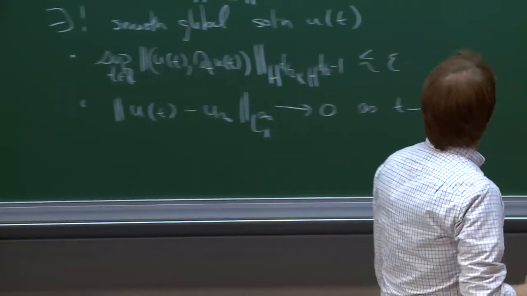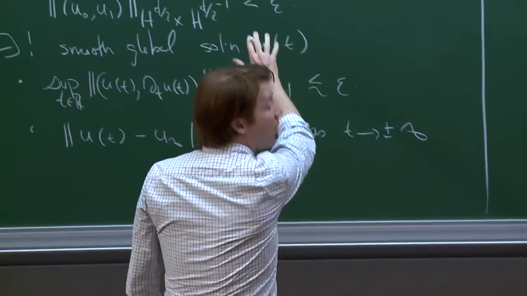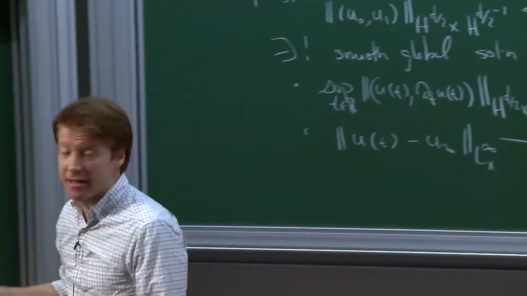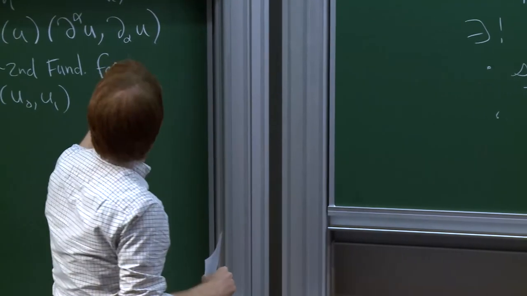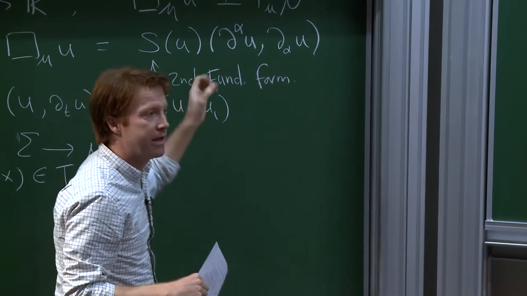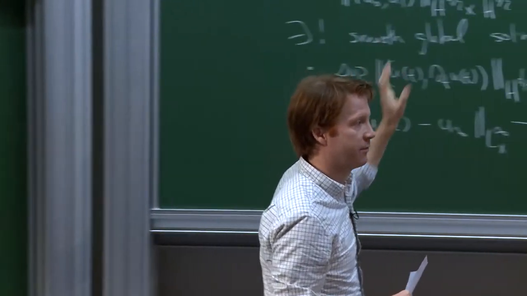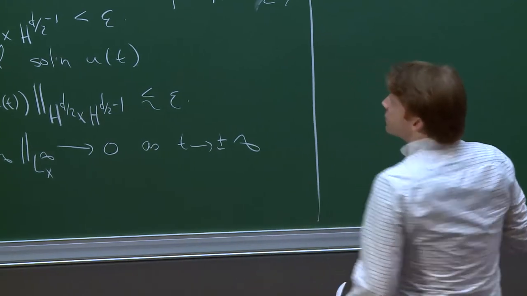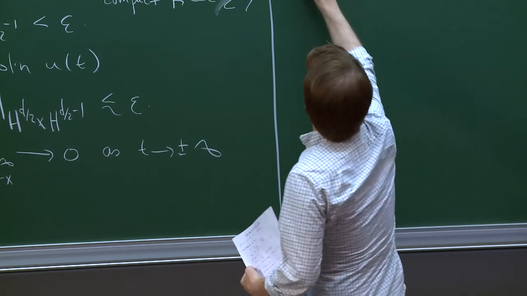So here, this is a small data result. For large data, the dynamics of the wave map equation depend a lot on the target, but here this is a small data problem. So here this is for any target. Okay, so let me make a few remarks.